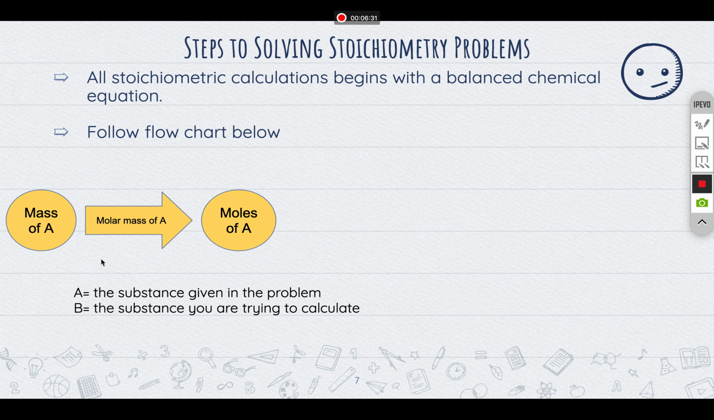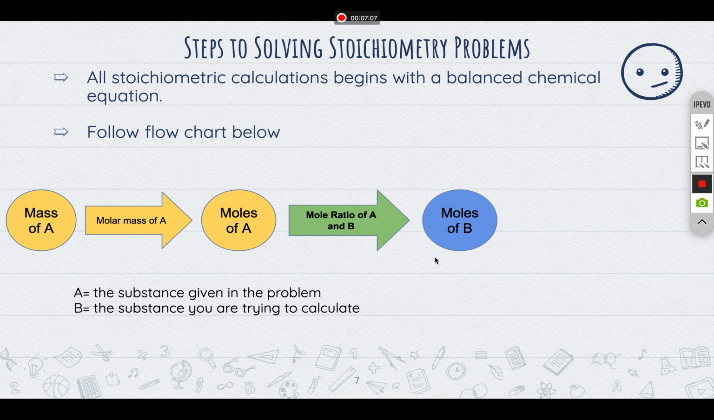Once you go from mass to moles, that's where the mole ratio comes in. The mole ratio is what we did a couple of slides ago, where you have a ratio that is derived from the balanced chemical reaction. So this comes from the balanced chemical reaction. This is new, this is old. We've done this already, and this right here is new. If you use the mole ratio, you are converting from moles of whatever is given in the problem to the moles of whatever you are solving for.